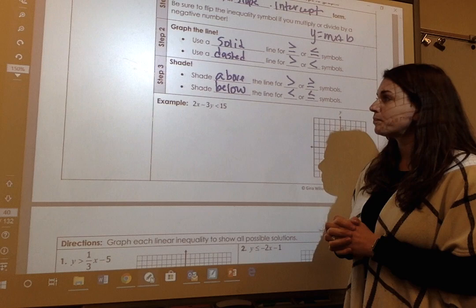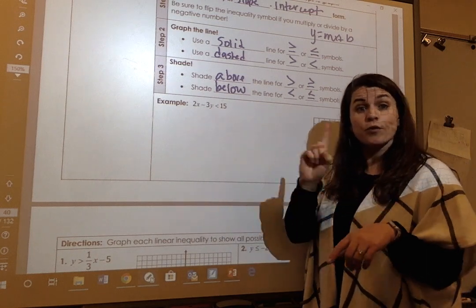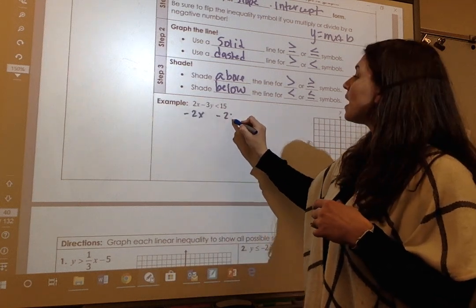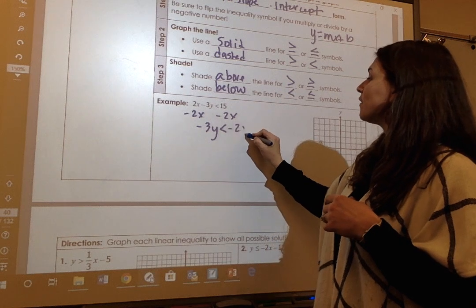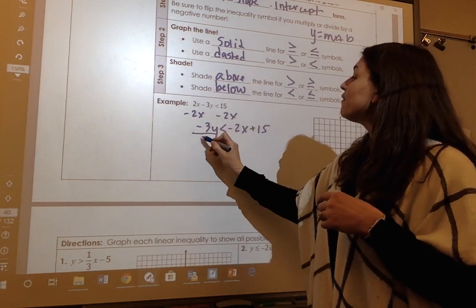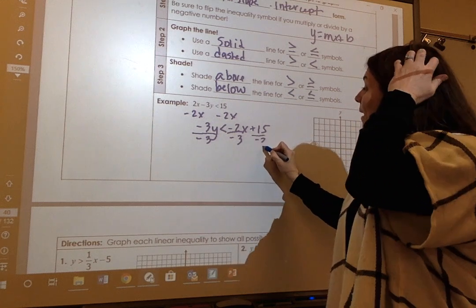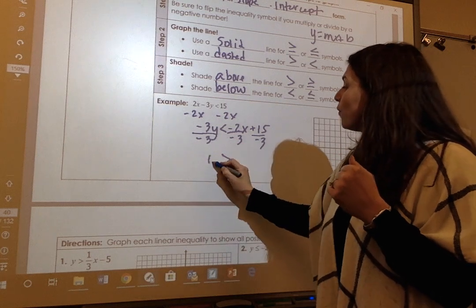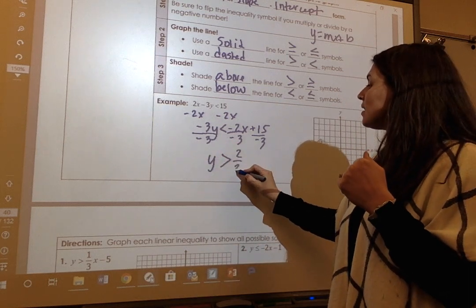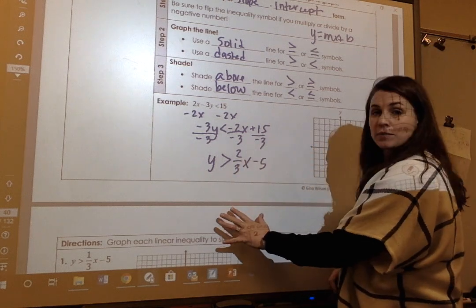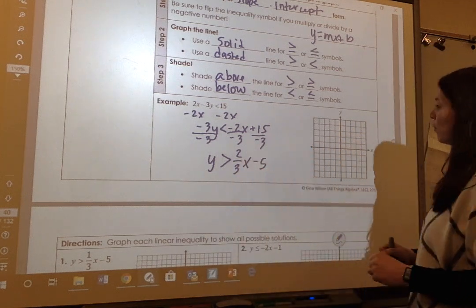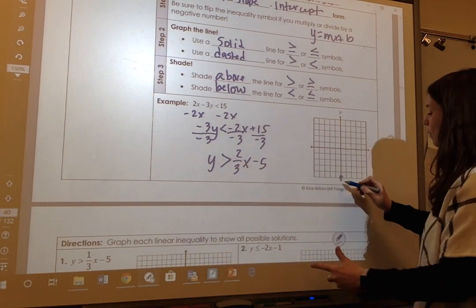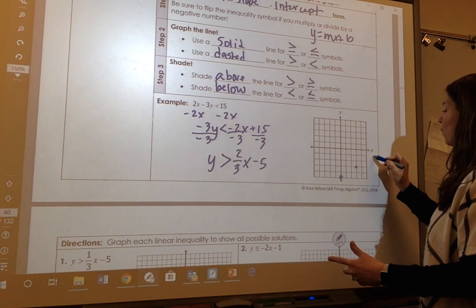So here's my example. This is not in slope-intercept form. So my first step is to put it there. I'm going to get y by itself. So I subtract 2x on both sides. I get negative 3y is less than negative 2x plus 15. And I divide by a negative 3. Now, because I'm dividing by a negative number, I've got to flip my sign. And I'm left with y is now greater than positive 2/3 x minus 5. Okay? So I still have a beginning point at negative 5. And my slope is still positive 2/3. So I'm going to go up 2 over 3, up 2 over 3.